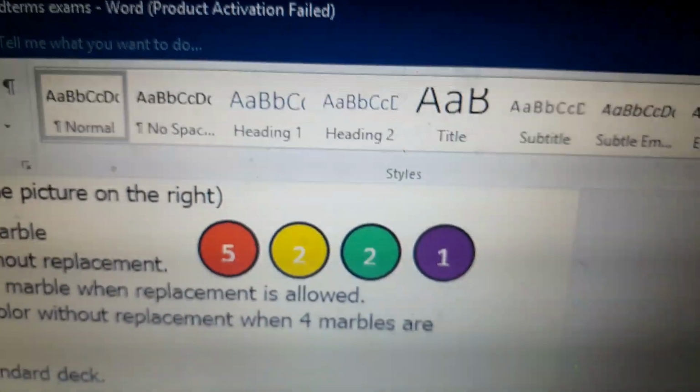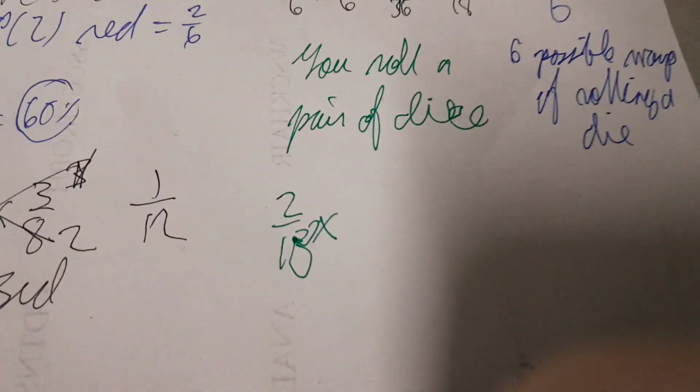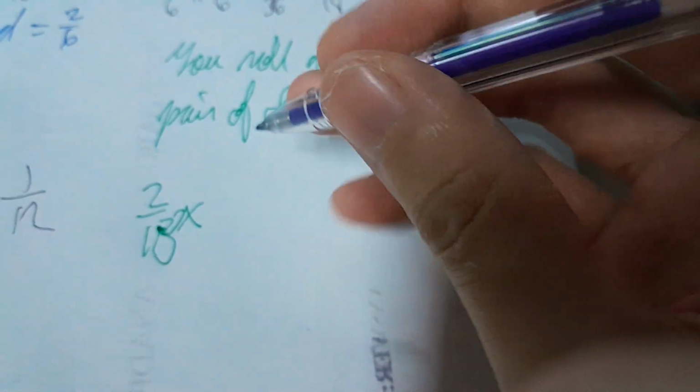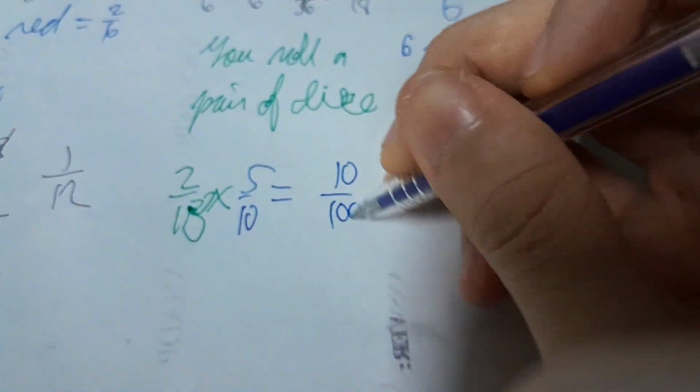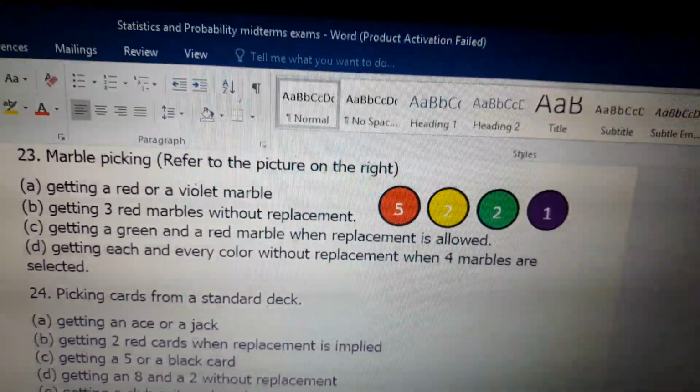Yan. Since this repeated, di ba remember there are 2 out of 10 green marbles. Now, for the red marbles, that's probability of B. So, there's 5 out of 10. Multiplying that, we get 10 out of 100, which simplifies to 10%. That is the answer.